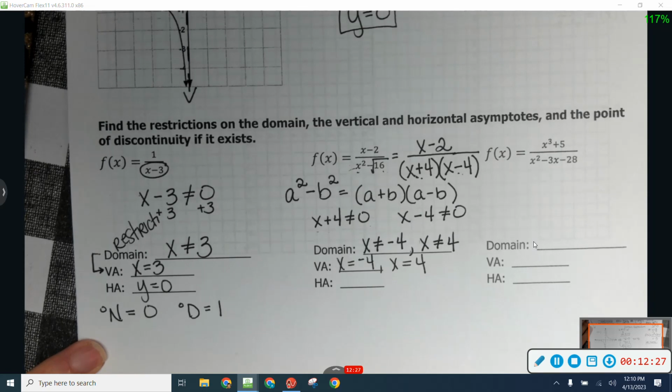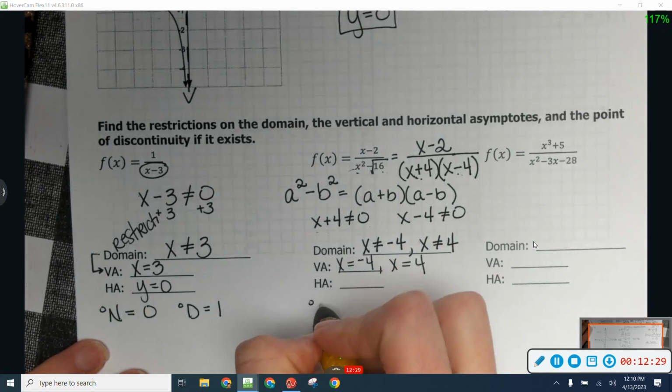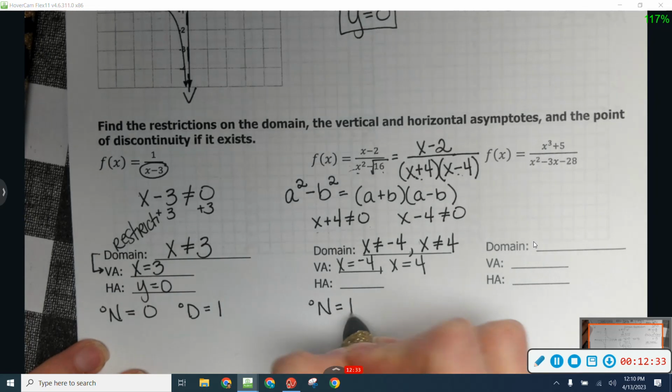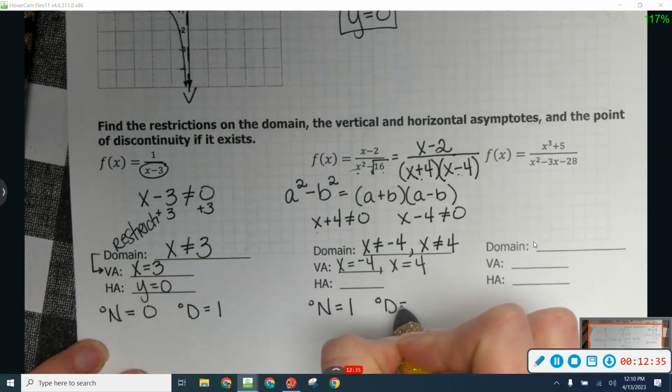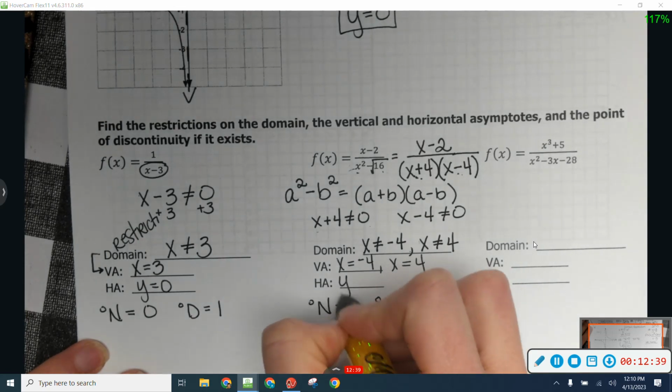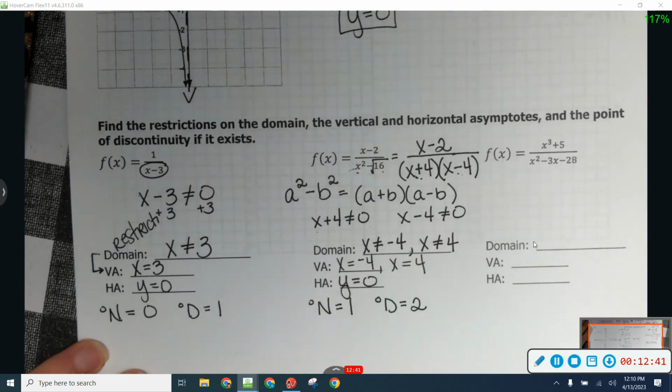Okay, then my horizontal asymptote, what's the degree of my numerator? 1. Degree of my denominator? 1 is less than 2, so my horizontal asymptote is y equals 0. It will always be y equals. Vertical will always be x equals. Okay?